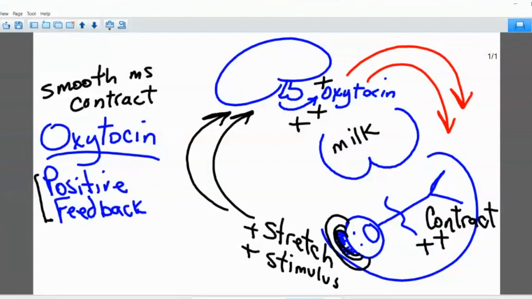If you breastfeed the baby, every time you breastfeed the baby, what hormone is going through your body? Oxytocin. And oxytocin goes here and causes this to contract, and it actually pushes the milk out.